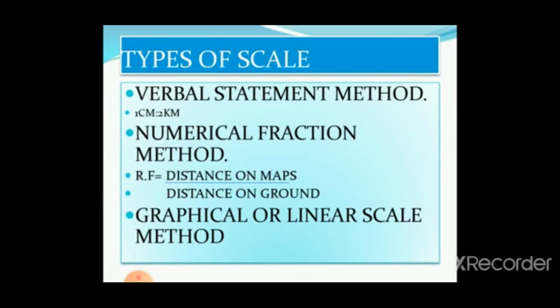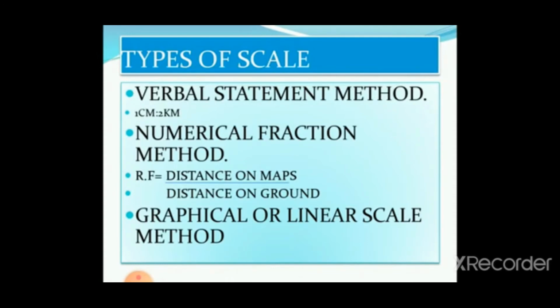In this method, it will be written in a fraction form, like distance on the map by distance on the ground. For example, 1 centimeter, it will be written 1 centimeter by 20 kilometers or 40 kilometers. That means 1 centimeter on the map is equal to 20 or 40 or 100 kilometers on the ground.